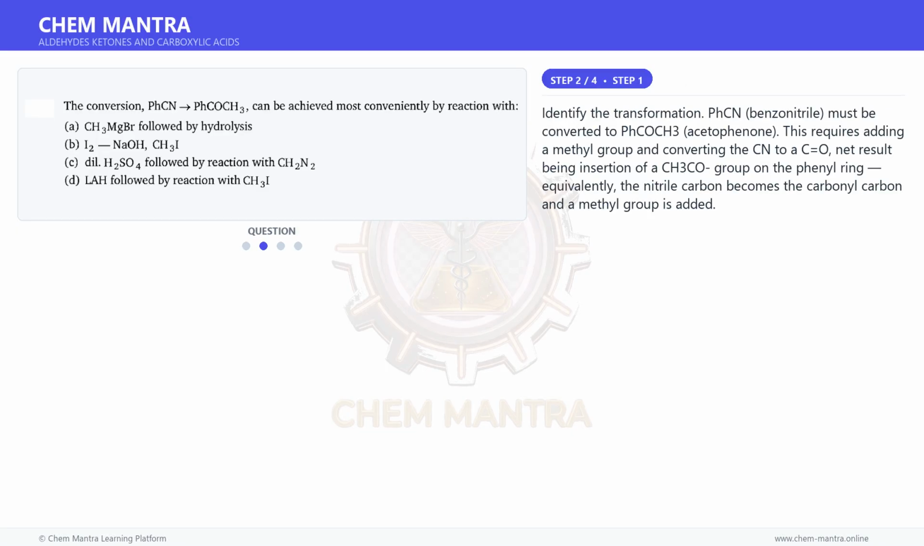Moving on to the next step. Identify the transformation. PhCN, benzonitrile, must be converted to PhCOCH3, acetophenone. This requires adding a methyl group and converting the CN to C=O, net result being insertion of a CH3 group on the phenyl ring. Equivalently, the nitrile carbon becomes the carbonyl carbon and a methyl group is added.